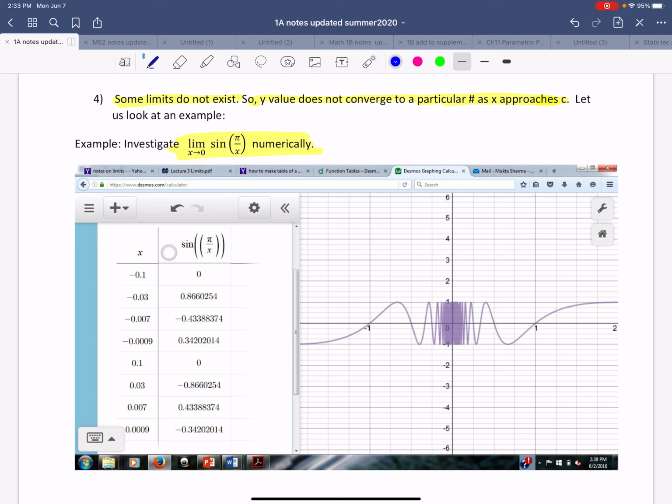And we can see that graphically, the graph is oscillating here. There's oscillations. We can also see numerically. I pick the values closer and closer. As I'm getting closer and closer to the number 0, we pick the values of x and plug them into the function.